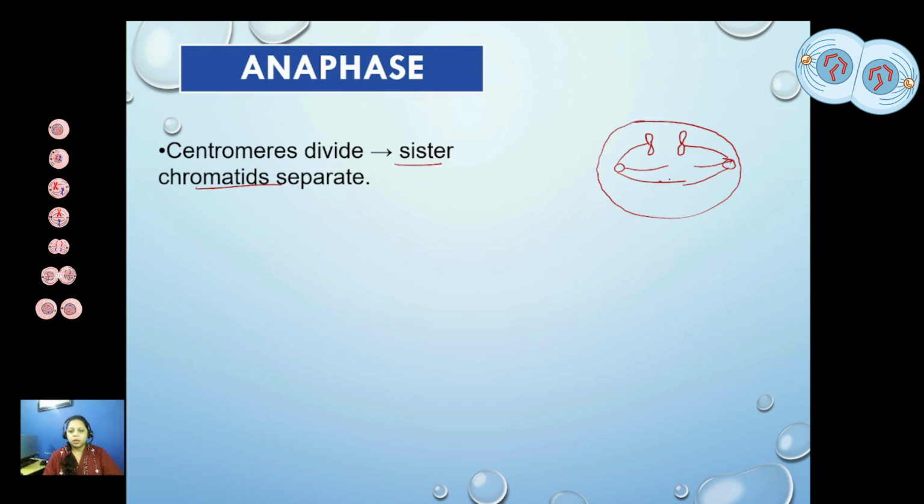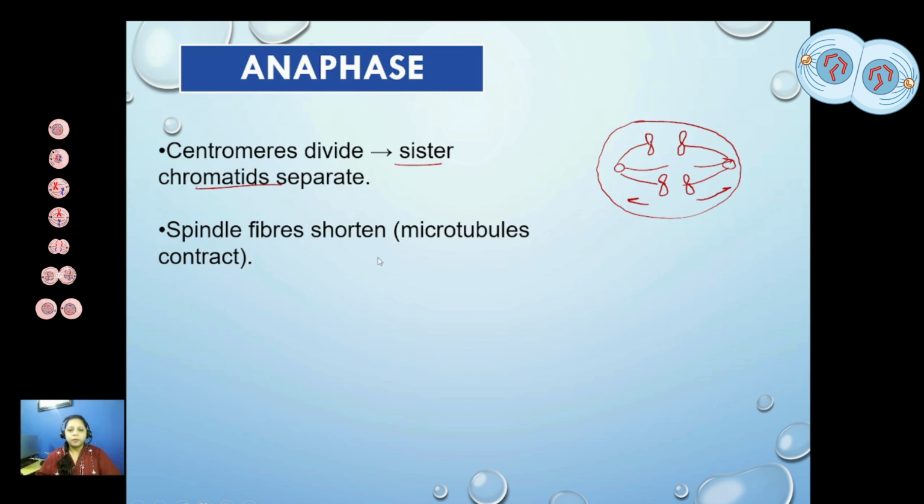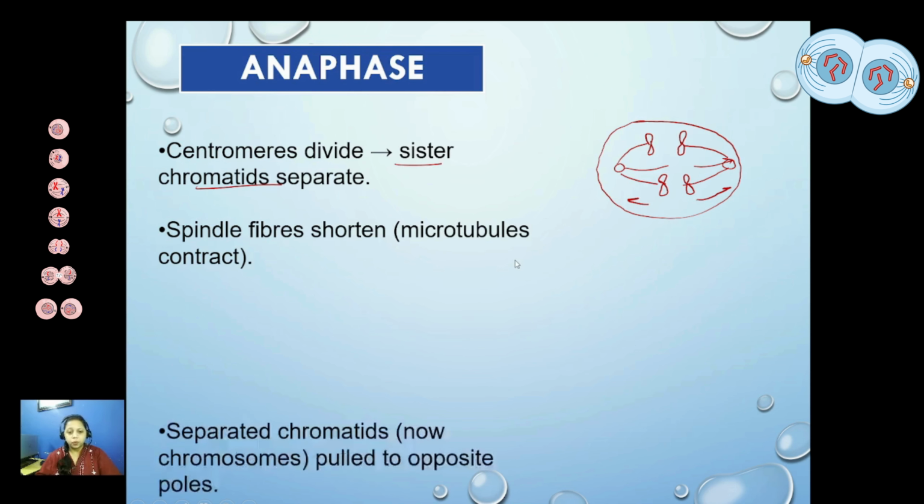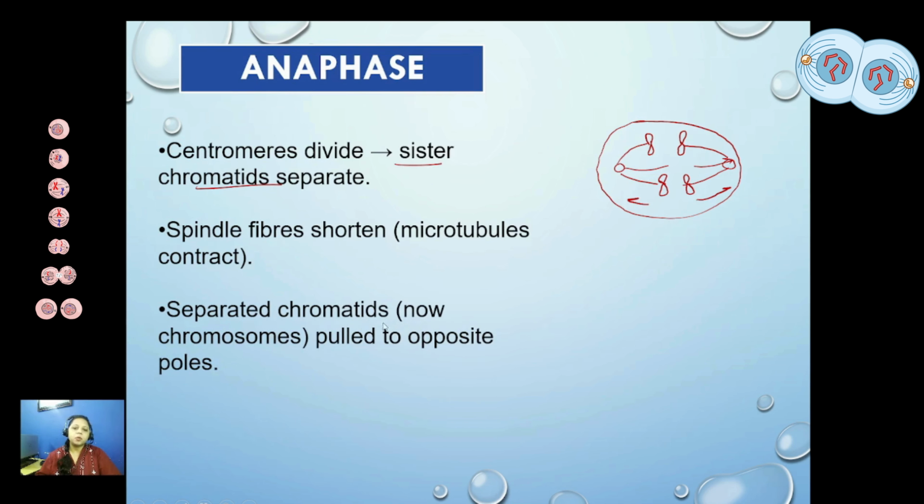Similarly here, if we just make it like this, one moves here and one moves here, and then they actually move in the opposite direction as the fiber is contracted towards the centromeres. So the spindle fiber shortens, the microtubules contract, and the separated chromatids are now pulled to the opposite ends.